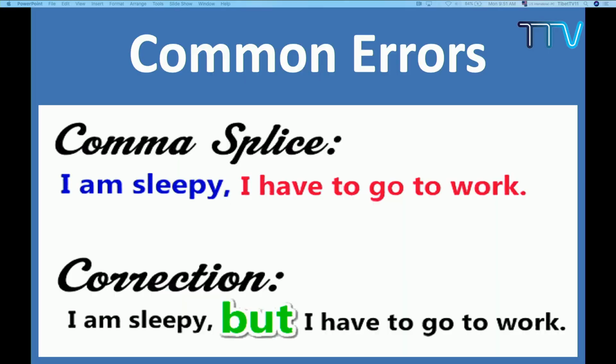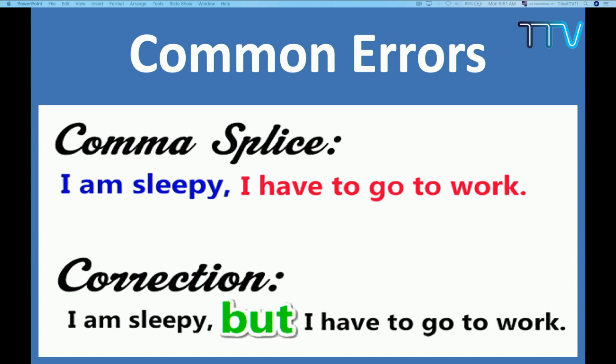Okay, yes. So common errors, comma splice. That is just an example. I'm sleepy, I have to go to work. So these two are contradictory. Instead of using a comma, we need one conjunction, because these two are totally complete sentences.